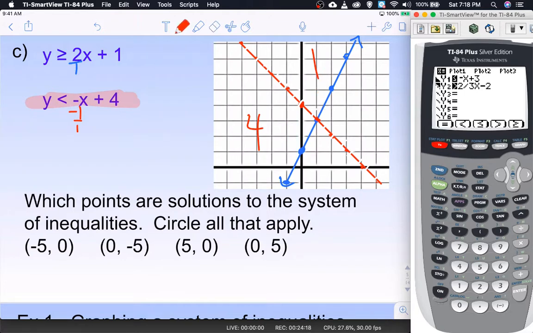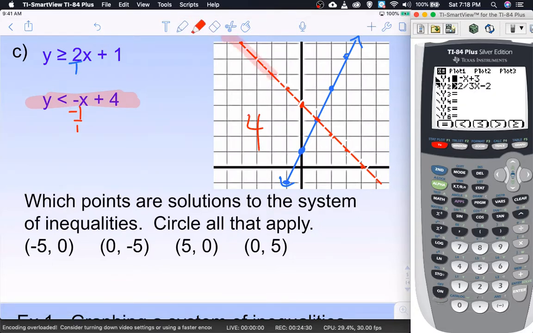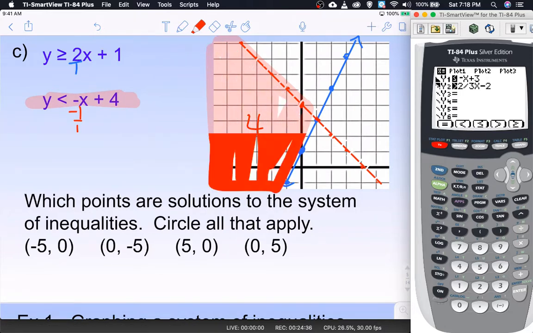And from the red line, I'm looking for less than the red line. That is below the red line, which is down here. That is number 4, which means my solution is section 4. All of this and everything in this shaded region would be a solution to this system of inequalities.